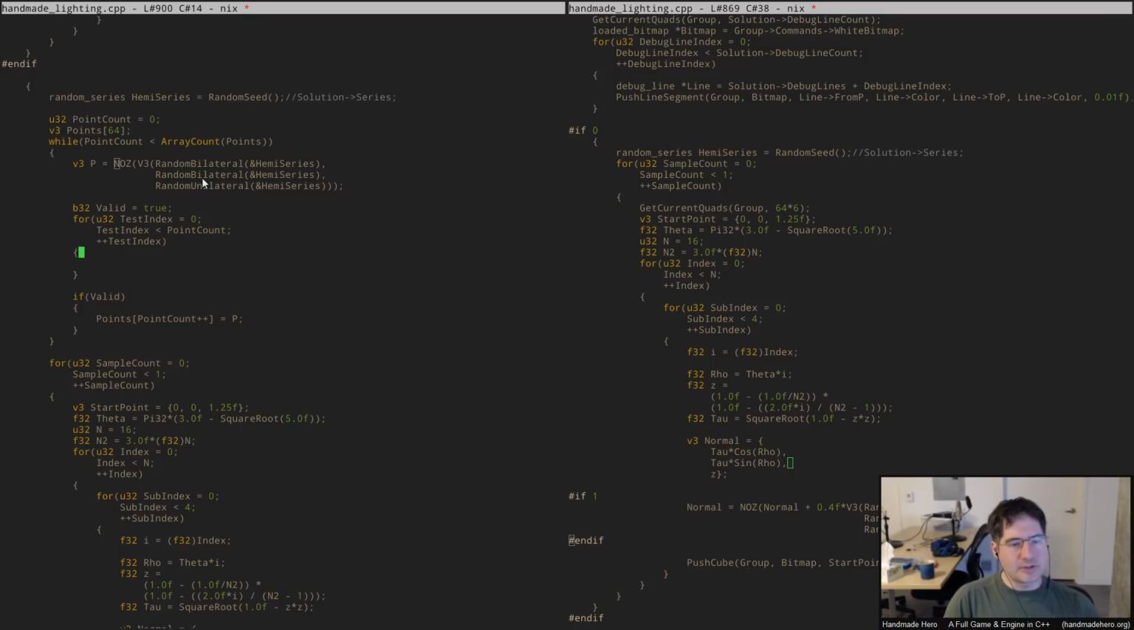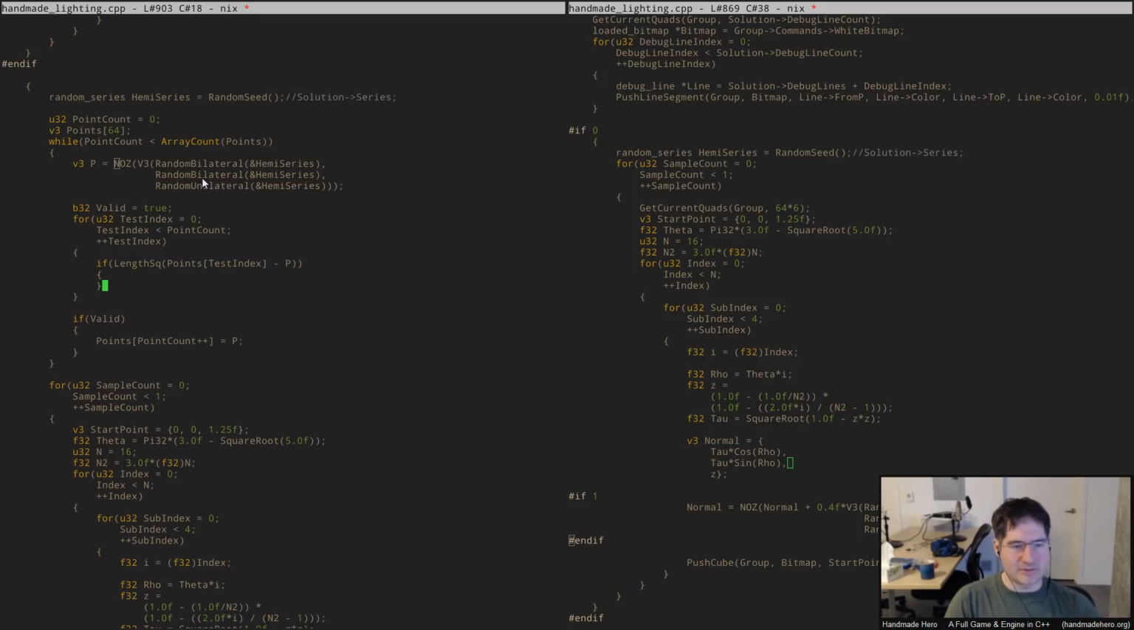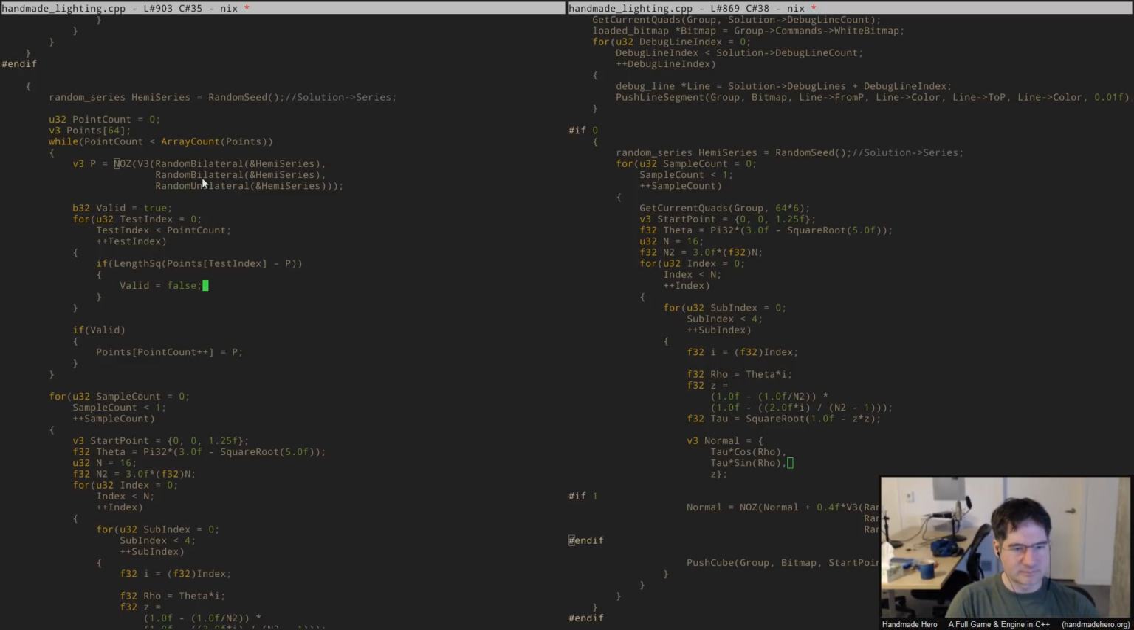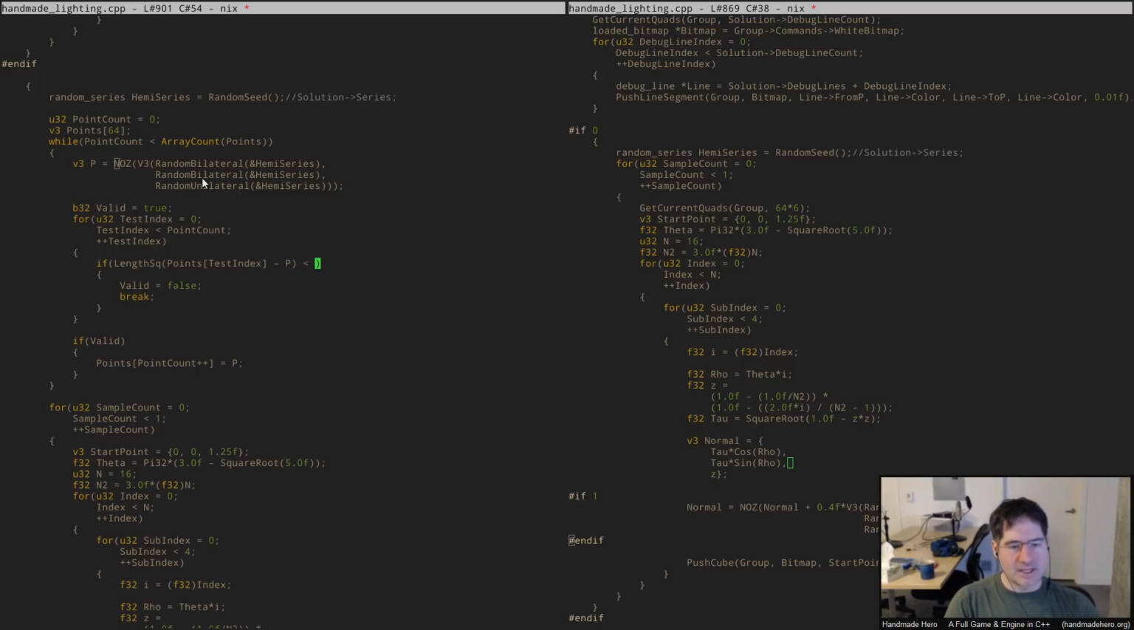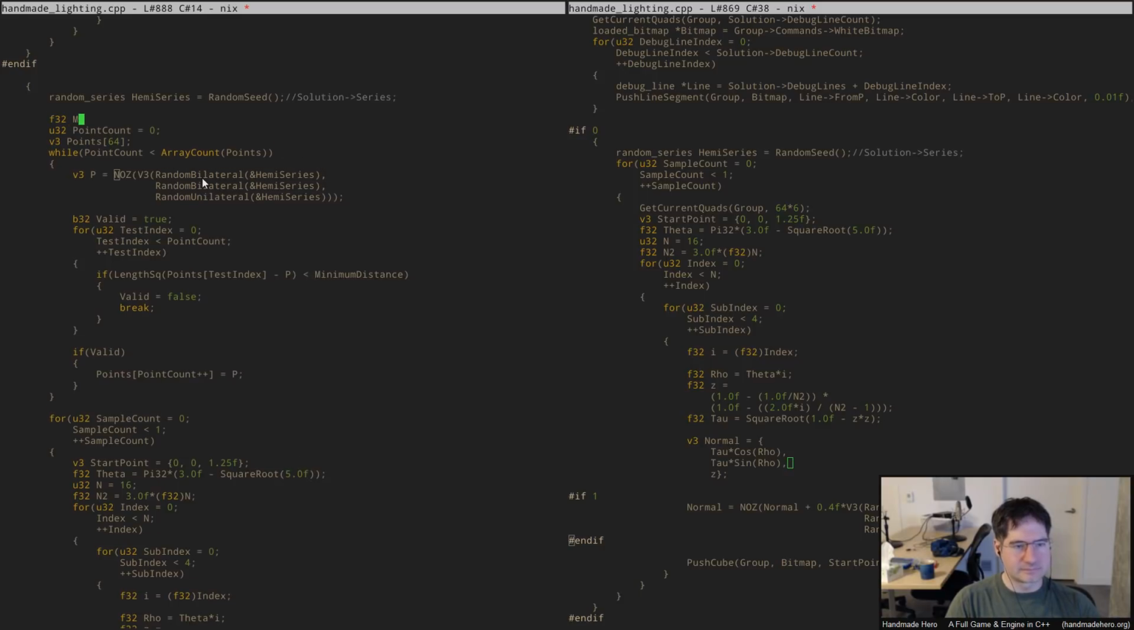sphere. So what I'm going to do for test index is say, well, if the points[testIndex] value, so one of the ones we've already added, if the length squared of the distance between me and one of the test points is less than the minimum distance, then it's over. So, you know, they have to be that close or something. I don't know, right?